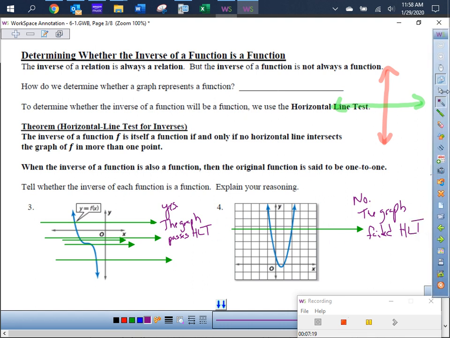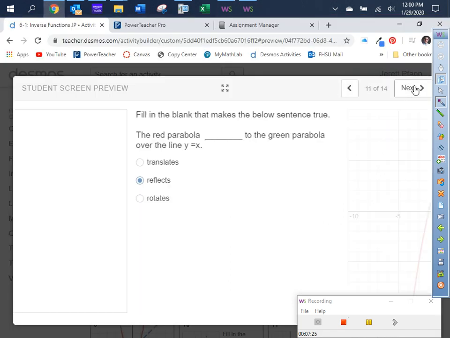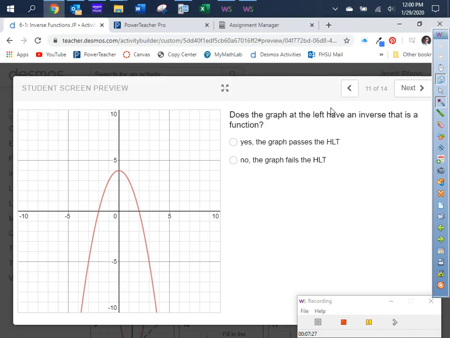So there's two warm-ups. Let's go back to Desmos, and there are just 4 more simple problems right here. They want to know if the inverse is a function or not in this case. So go back there, finish that real quick, and then come on back to the video.